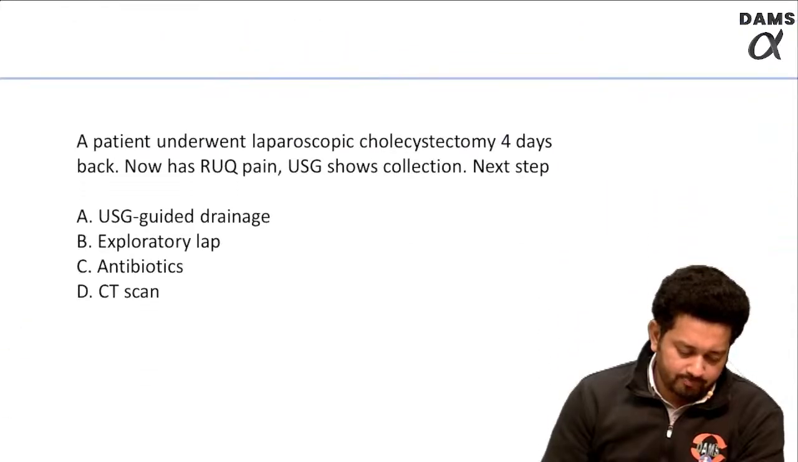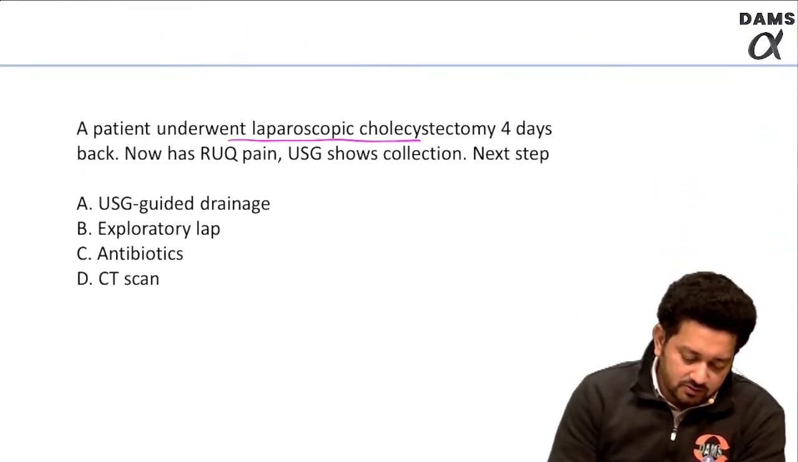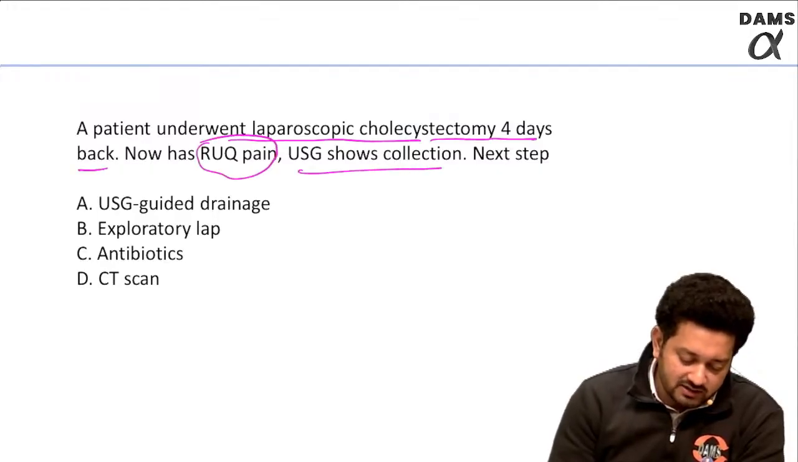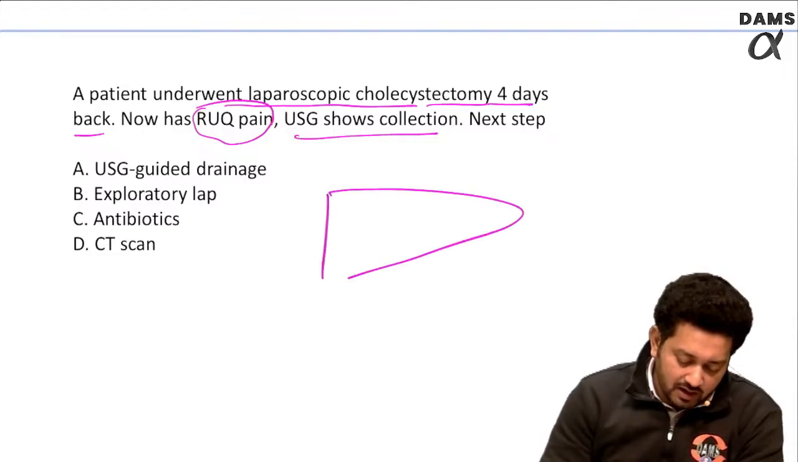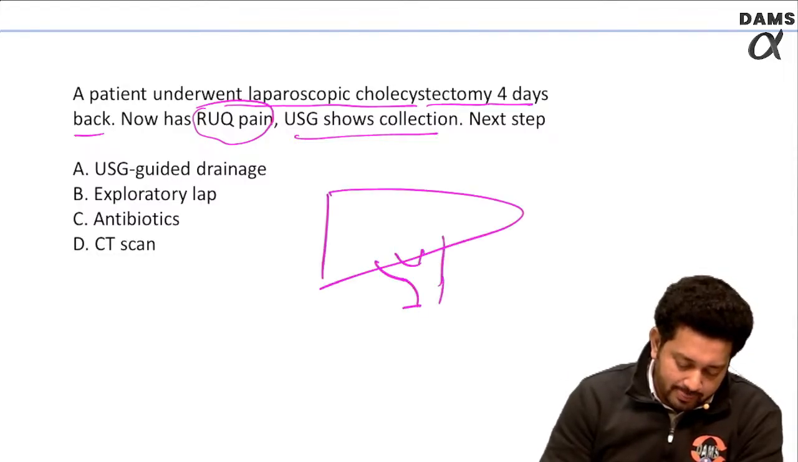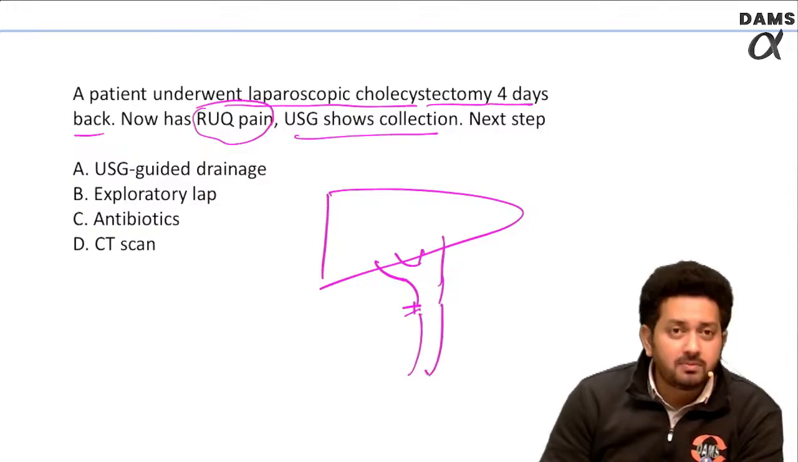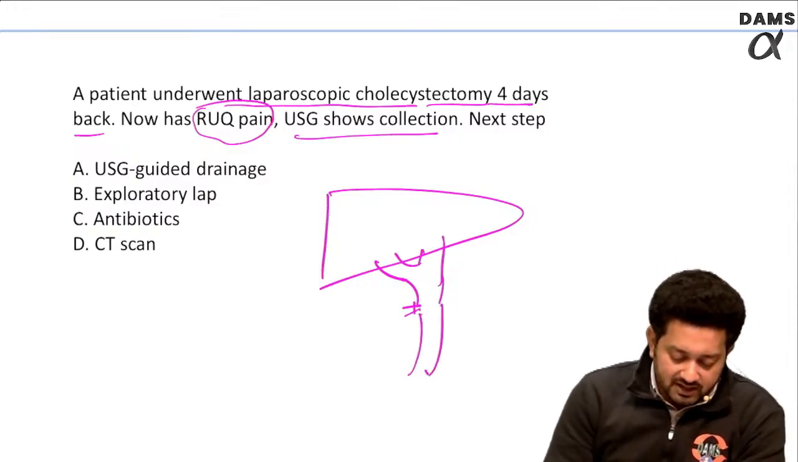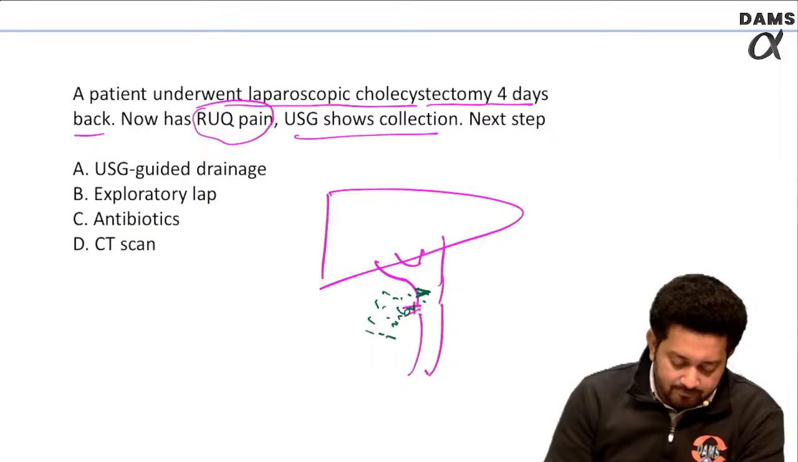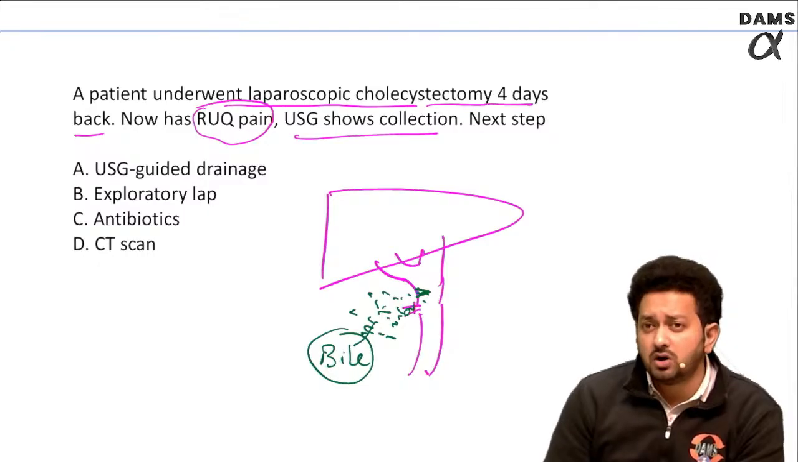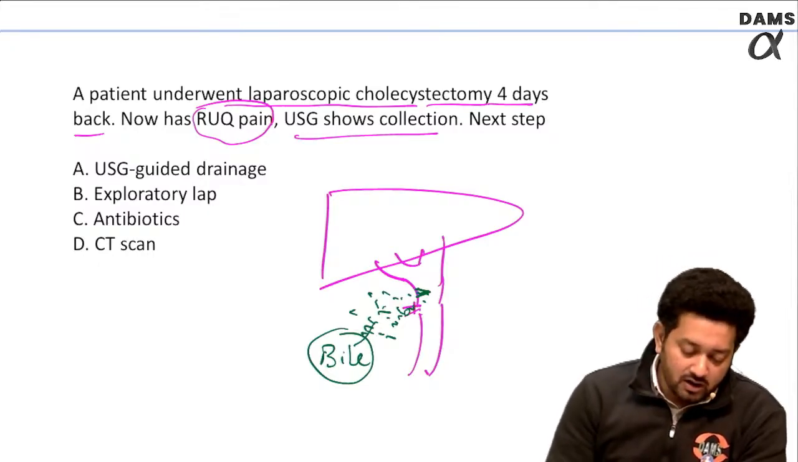Okay. Now this question. A patient underwent laparoscopic cholecystectomy 4 days back. Now the patient is having pain in the right upper quadrant and ultrasound shows a collection. See, when you do a laparoscopic cholecystectomy, there will be a clip on the cystic duct. So suppose there is an injury to the common hepatic duct or CBD, or suppose this clip has dislodged. Now what will happen? There will be bile coming in this area. Because of this bile, the patient can have pain, jaundice, fever. But already 4 days have passed.